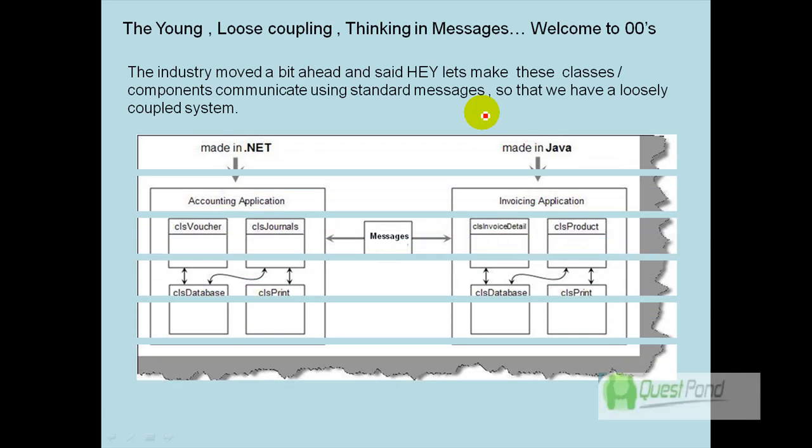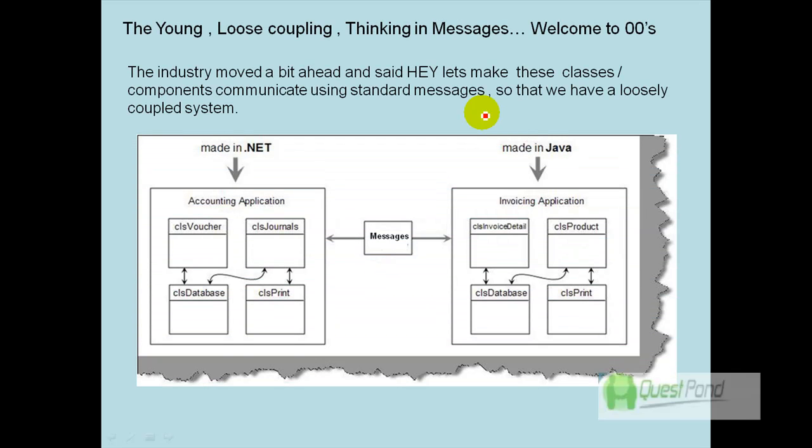Then came the 2000 style of programming, I'll say the 2000 era, where people said, let's not talk in terms of classes, objects, or proprietary compilers, etc. Let's talk in terms of messages. Now these messages can be in the form of XML or in the form of CSV, etc., whatever it is. We'll come to that later and see how these messages are standardized in today's industry.